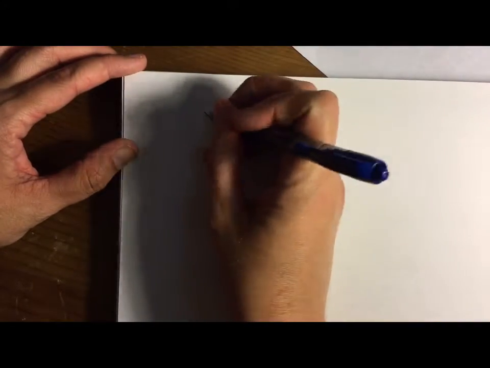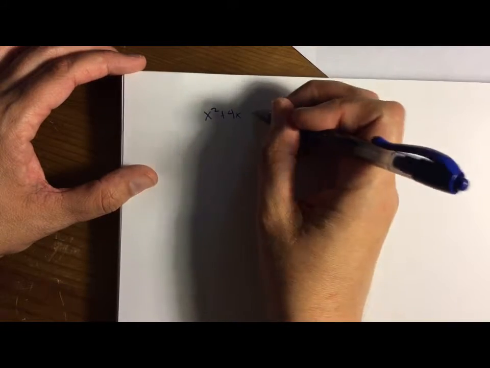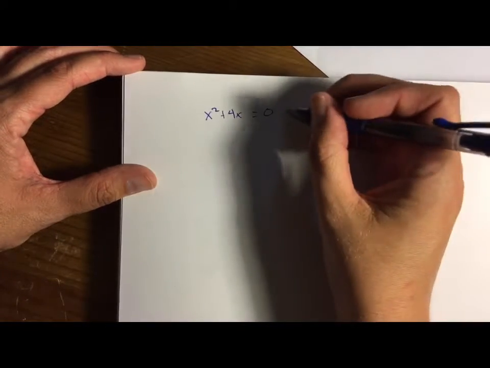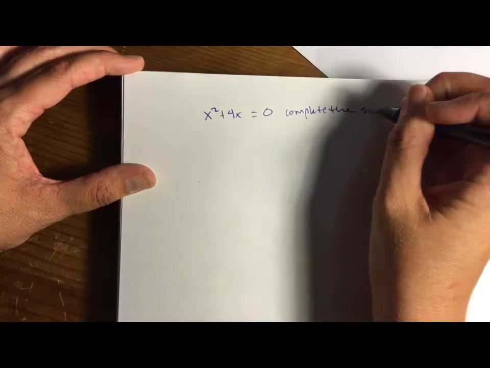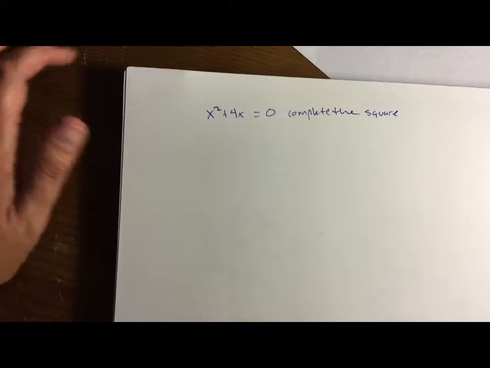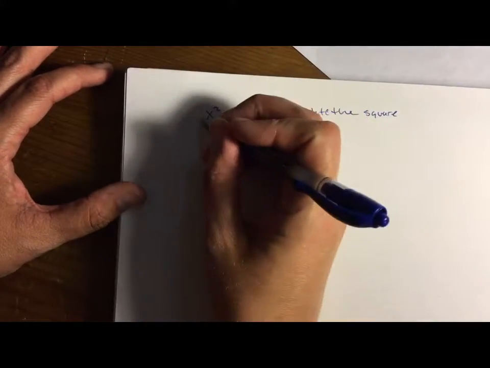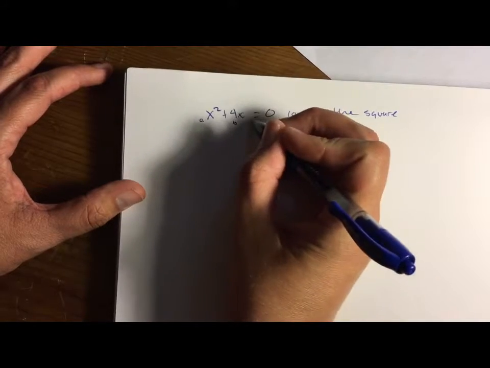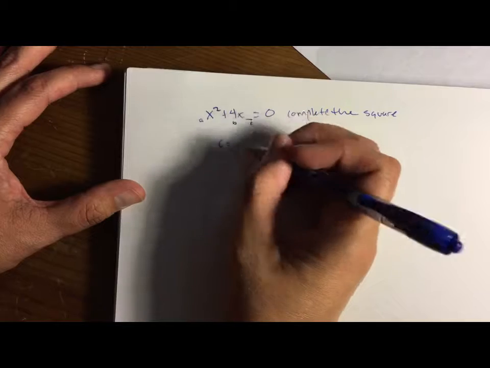Now another thing we did with quadratics was we talked about completing the square, which is where you have something like x squared plus 4x equals 0, and you're asked to complete the square. The reasoning behind this was so we could find the vertex and then do conics. Just to remind you how to do this, remember if this is A and this is B, we don't have a C, we're trying to find C.